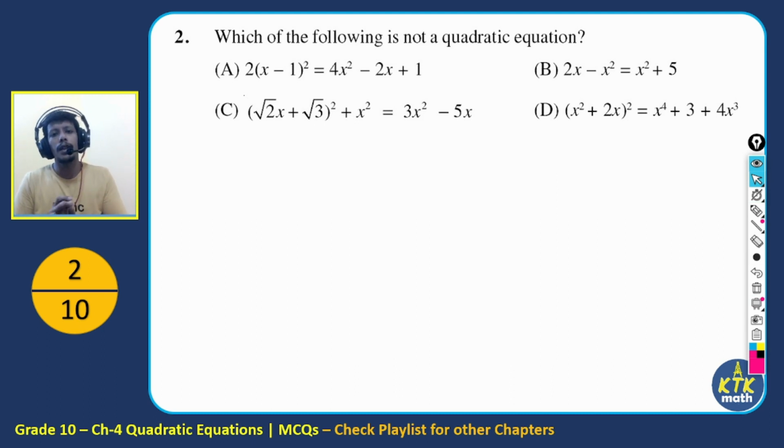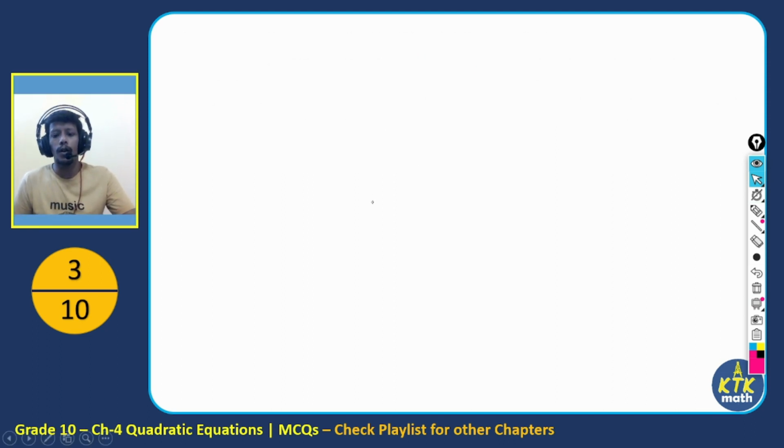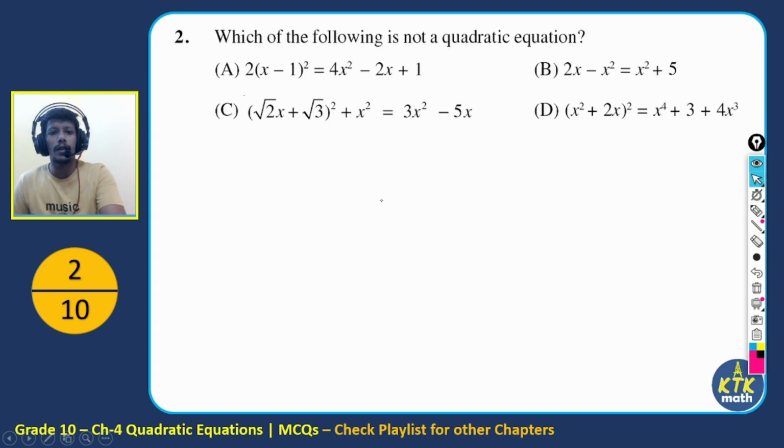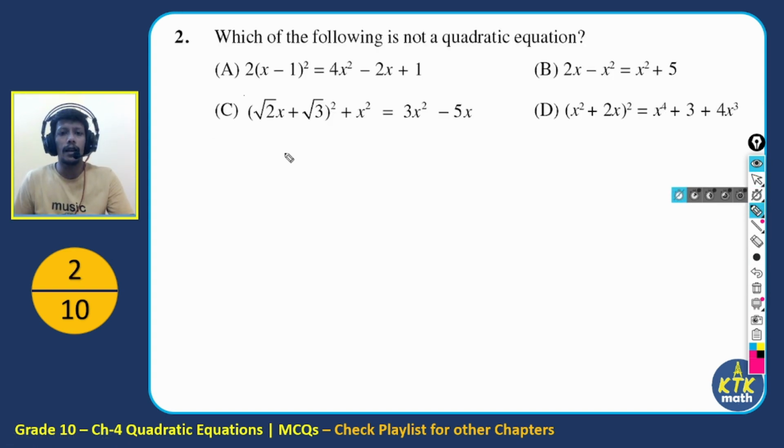Okay, now this question is the opposite version of the first question. Which of the following is not a quadratic equation? That's what they are asking. So in this case, just observe how we are going to do it. Again, we are going to work on all four options. Okay, 2 of x minus 1 square.